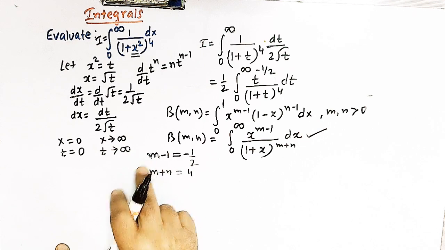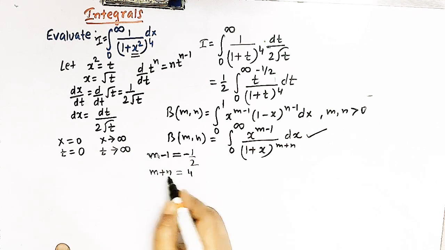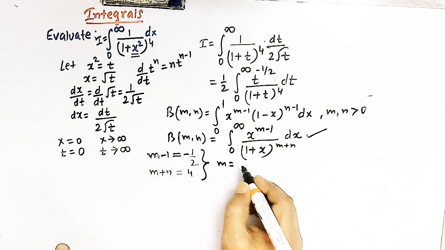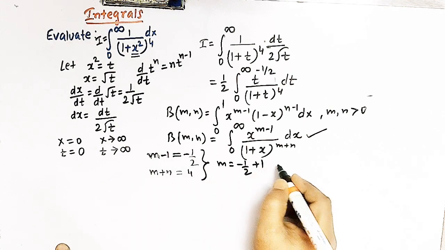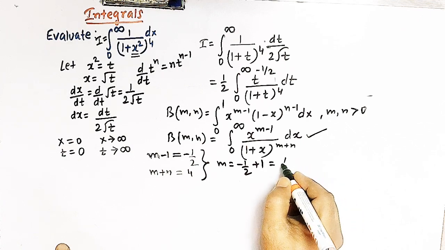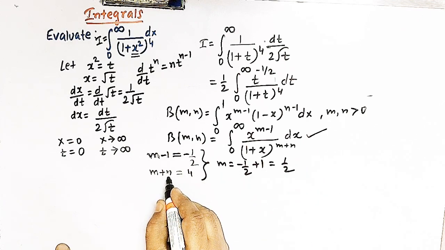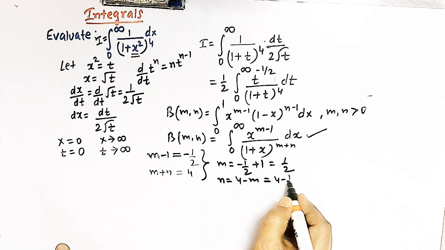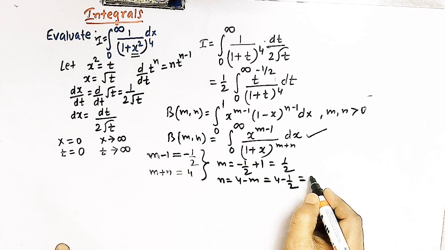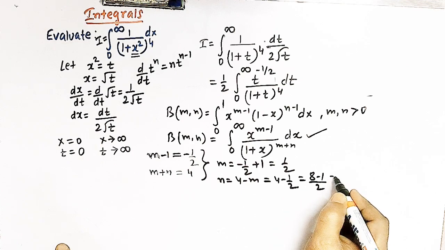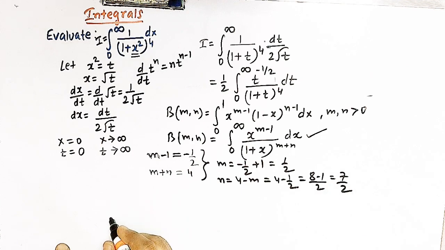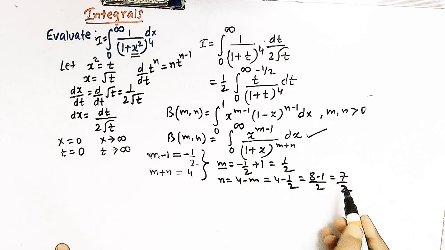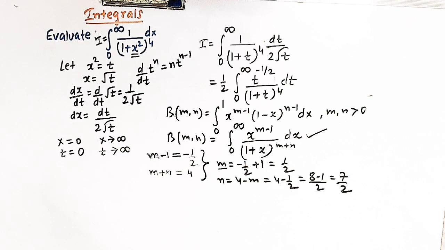So let us find out the values of m and n from these two equations. From here we have m is equal to minus half plus 1, that is simply half, and from here we have the value of n as 4 minus m, that is 4 minus half, that is (8 minus 1) over 2, that is 7 over 2, right? So the value of m is half, and the value of n is 7 over 2.